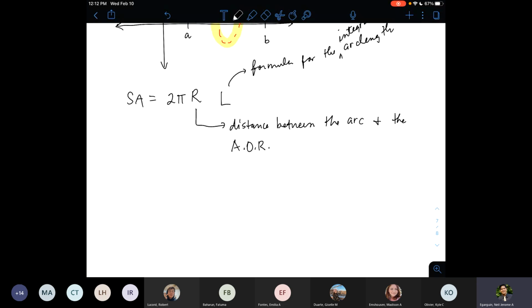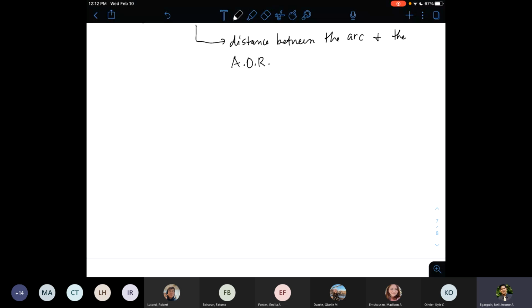So let's look at some examples from the worksheet. Have you guys had time to look at the worksheet, at least to browse through it? Any problem that stood out? Or you haven't had the time to look at it yet?